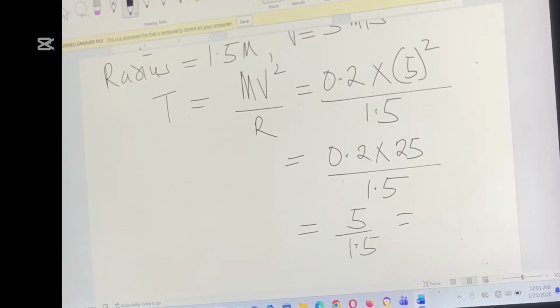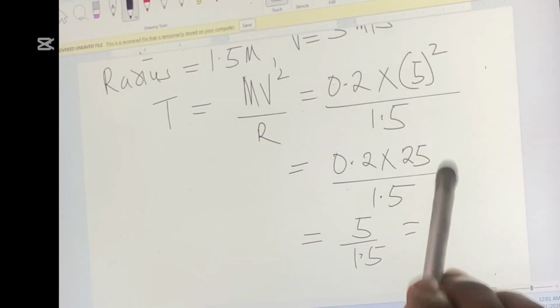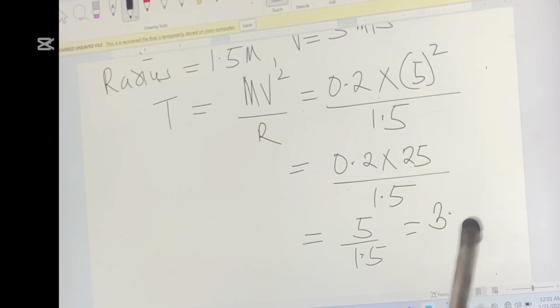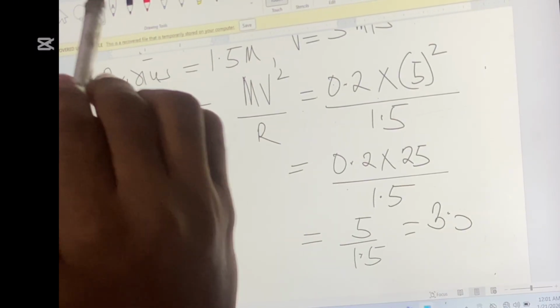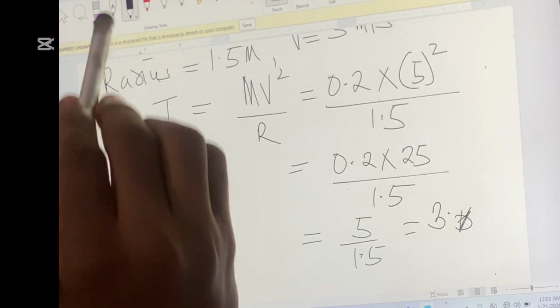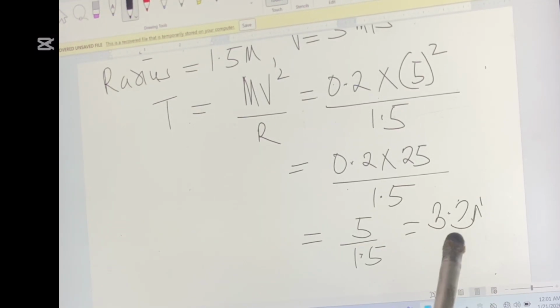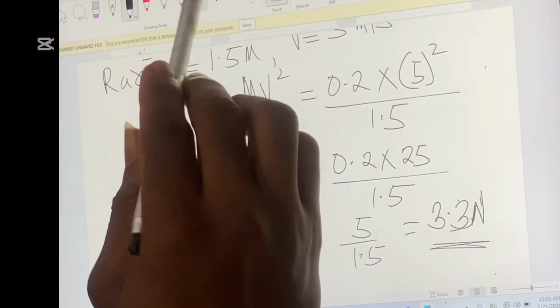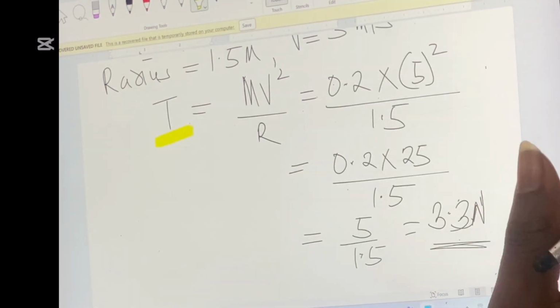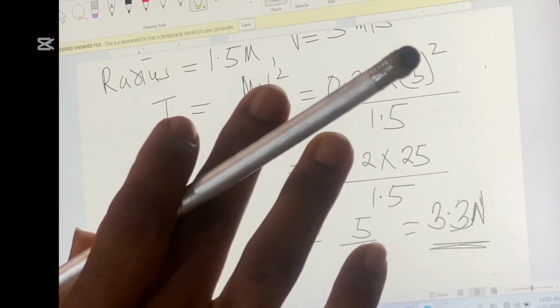So when you do that, 5 divide by 1.5, we have 3.3 newtons, okay? Now it is Newton because this tension here is also force, but the force is on a rope or on a string.